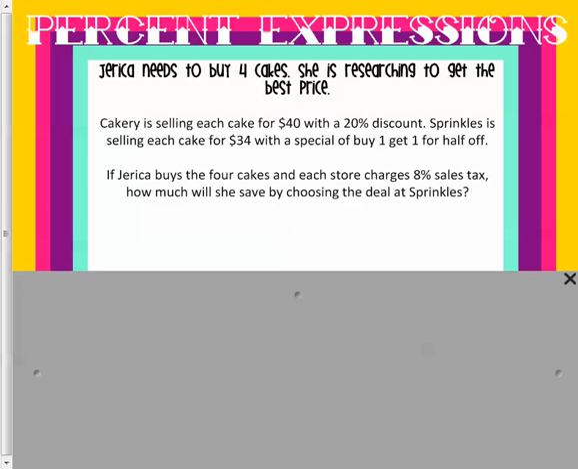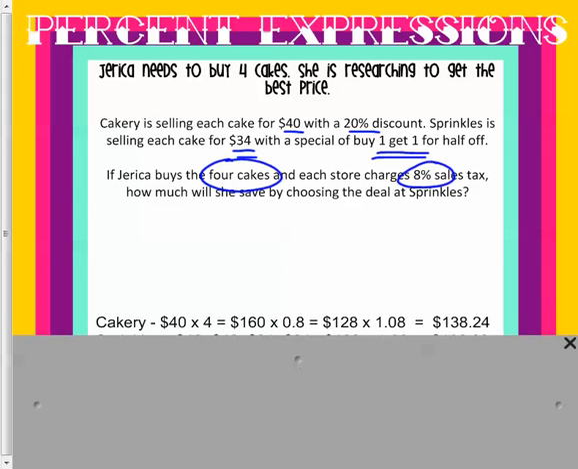One last example. Jerica needs to buy 4 cakes. She is researching to get the best price. Cakery is selling each cake for $40 with a 20% discount. Sprinkles is selling each cake for $34 with a buy one, get one for half off. If she wants to buy 4 cakes and each store charges 8% sales tax, how much will she save by choosing the deal at Sprinkles? Okay, this one is a little bit more complicated.